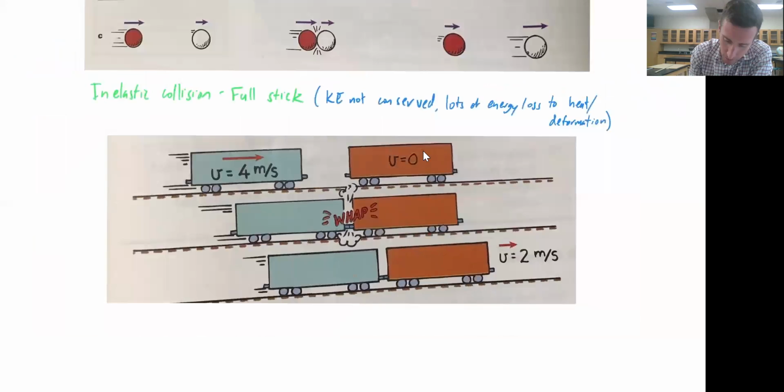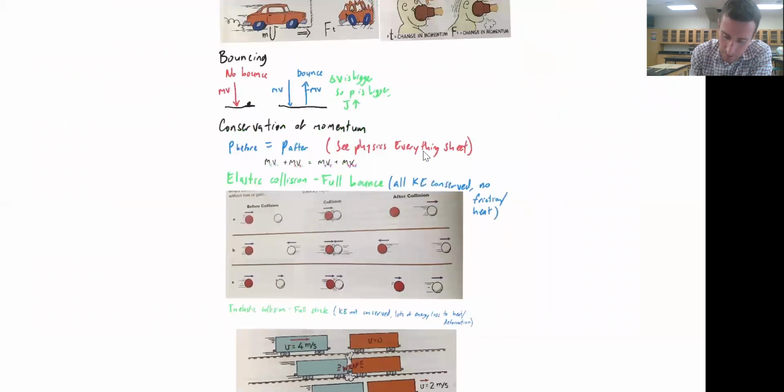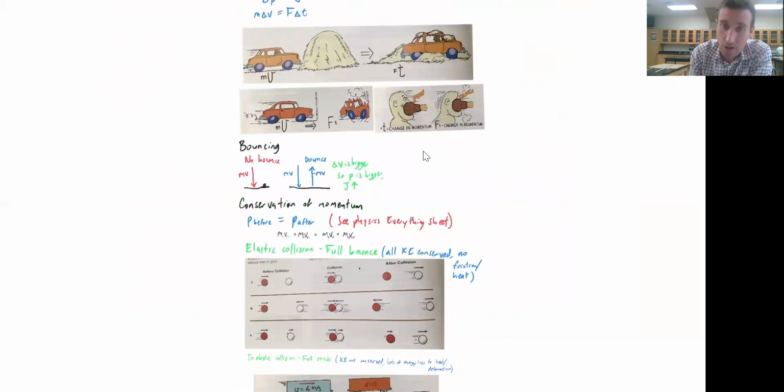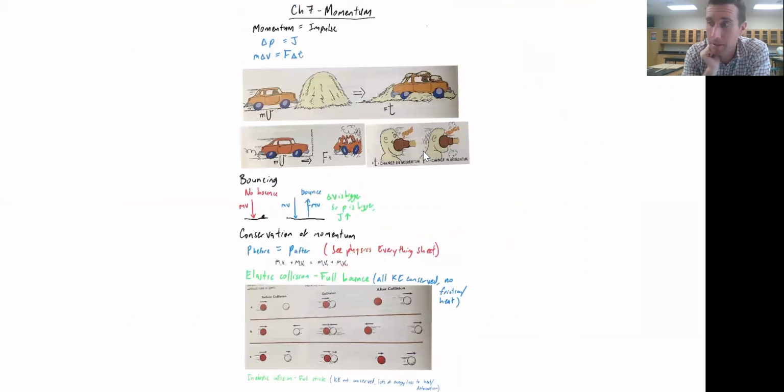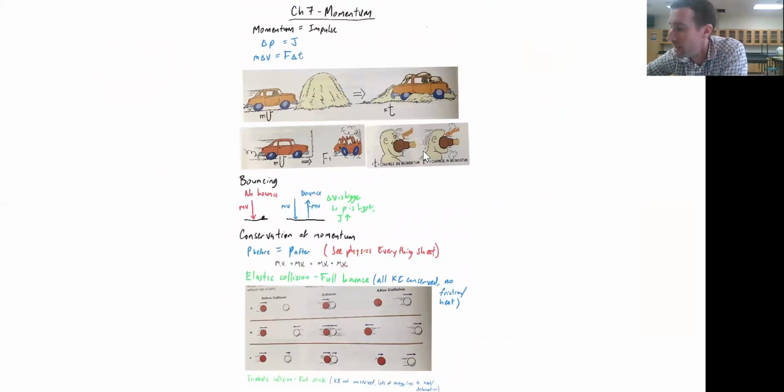All right, so that is chapter 7, Momentum and Impulse, and you are now ready to hit those practice problems, which are on page 100. So go ahead and get started on those practice problems, and I will post a key for you once they are due. Best of luck.